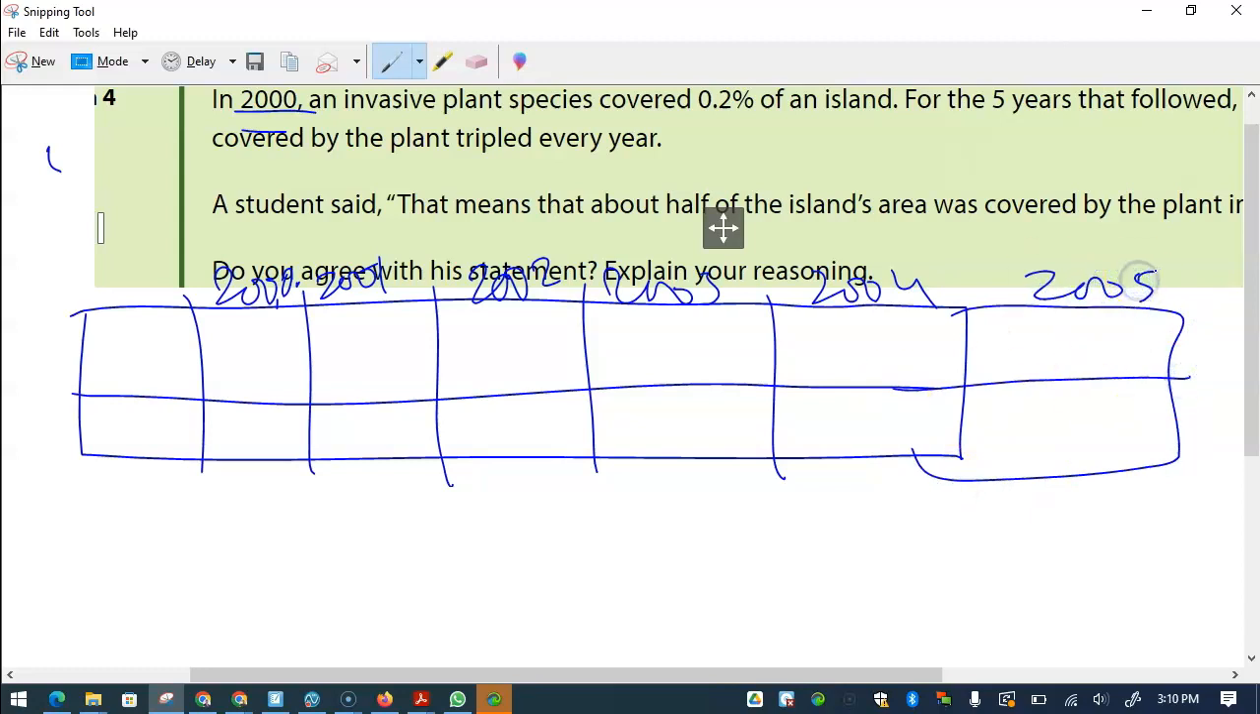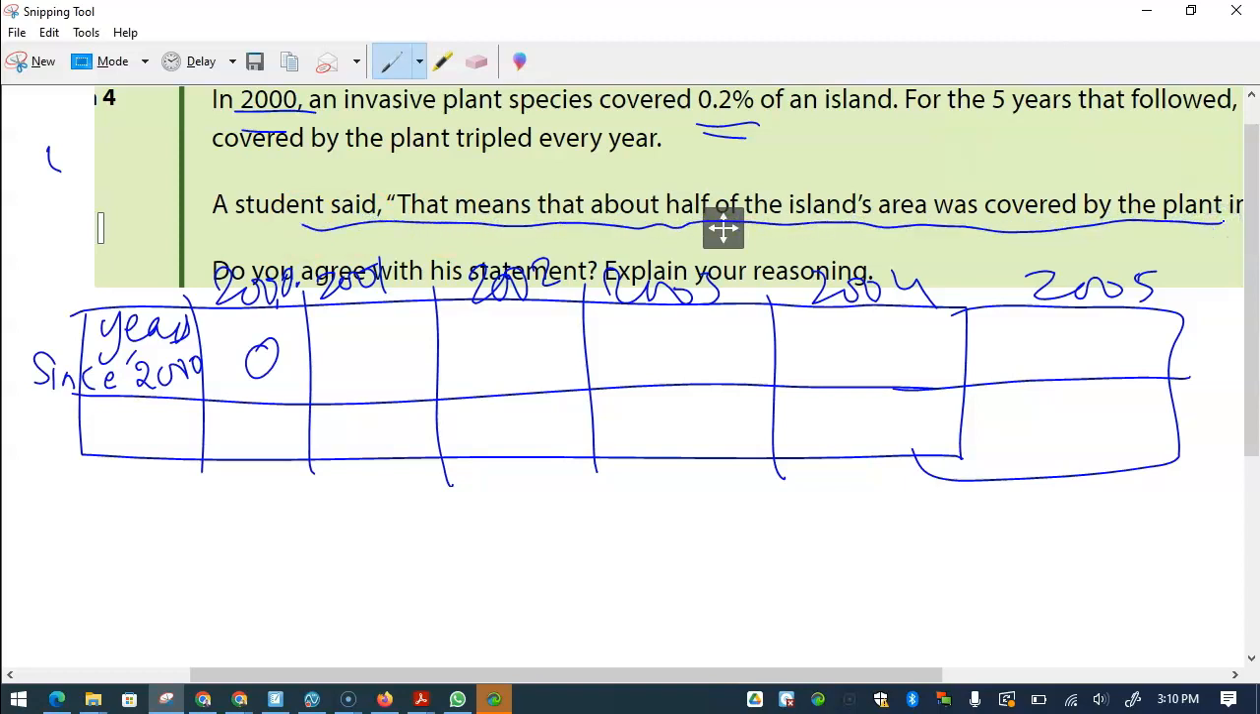Years since 2000, so I'll put a zero here. In the beginning, there was 0.2%. The question asked is, a student said that about half of the island's area was covered by the plant. Half of the island means 50% is covered. That's what we have to check: do we agree with this statement? So this is 1 year, 2001, then 2 years passed, 3 years passed, 4 years passed, and 5 years passed. In the beginning, there was 0.2.